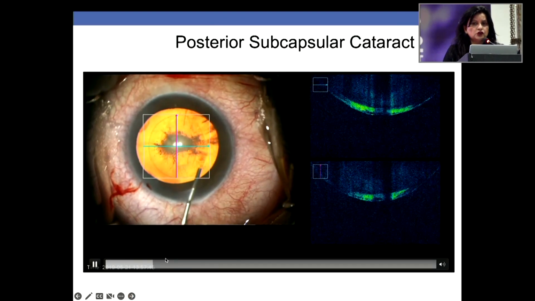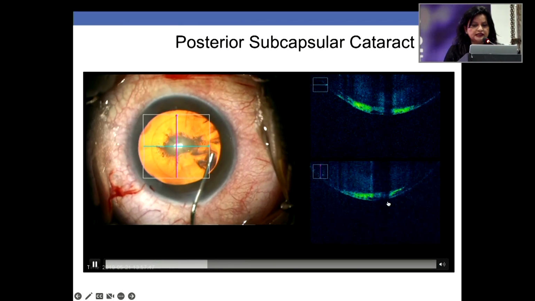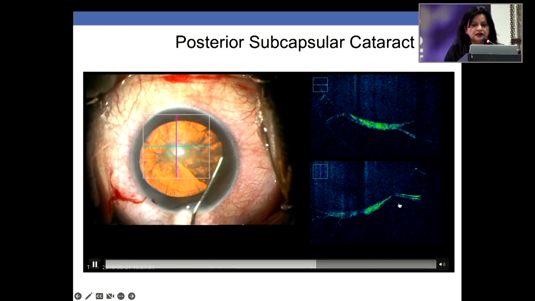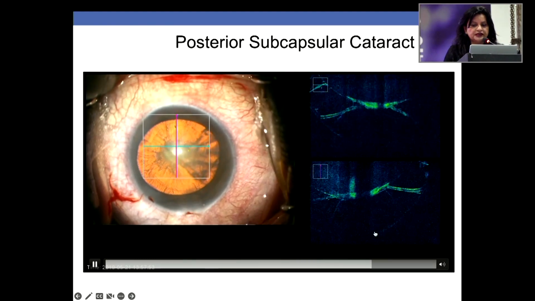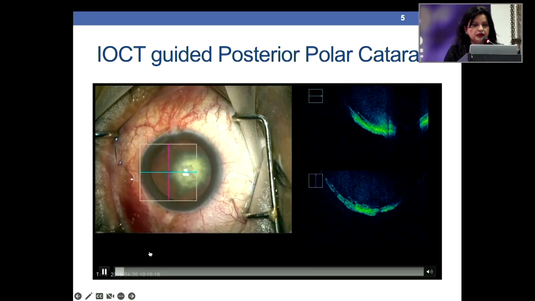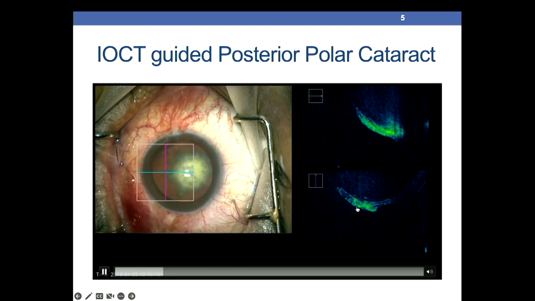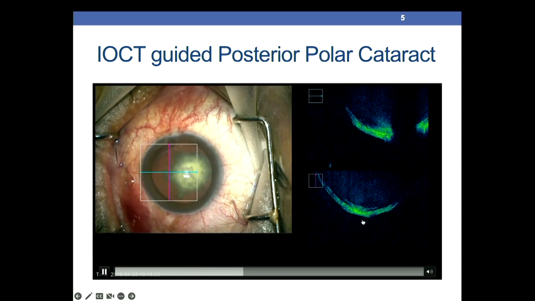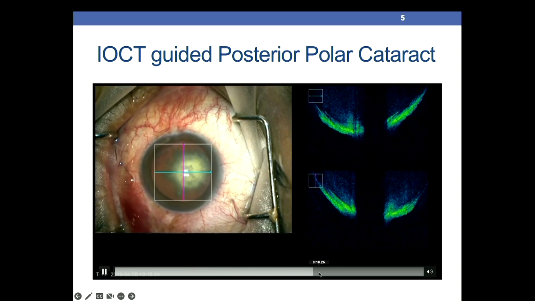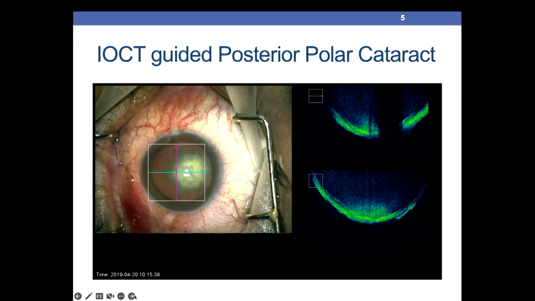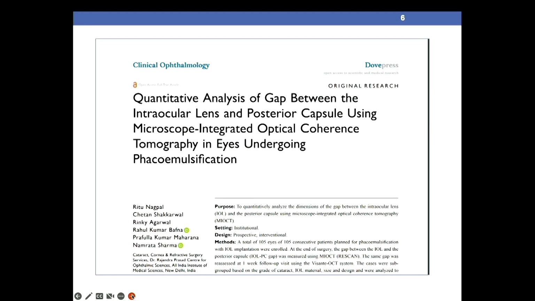Now this is a case of posterior subcapsular cataract, and notice when you do the hydrodissection, there is a gap which is now separating the PC from the overlying cortex, and this is how it will be seen. But when you have a posterior subcapsular cataract like this, which has got a moth-eaten appearance, it is quite irregular, and this is communicating into the vitreous, so you can plan your surgery beforehand, and you know that you may require a 3-piece IOL in such cases.